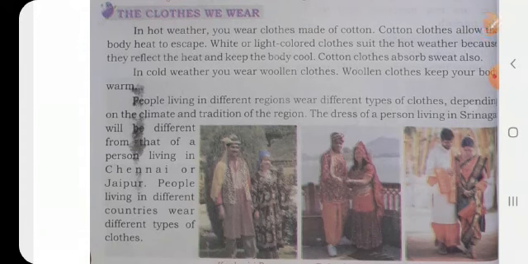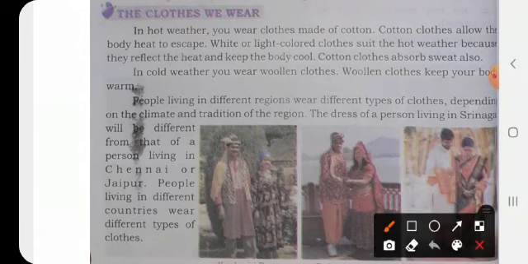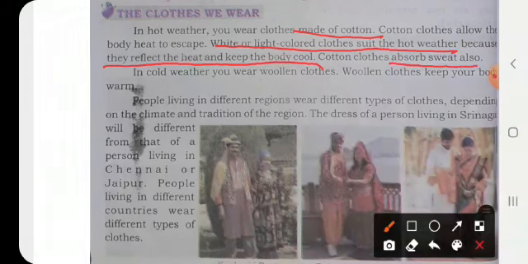Now, what type of clothes do we wear? During the summer season, we wear clothes made of cotton. These cotton clothes allow the body heat to escape. White or light colored clothes suit the hot weather. Why? Because they reflect the heat and keep the body cool. And cotton clothes have a quality of absorbing sweat also.